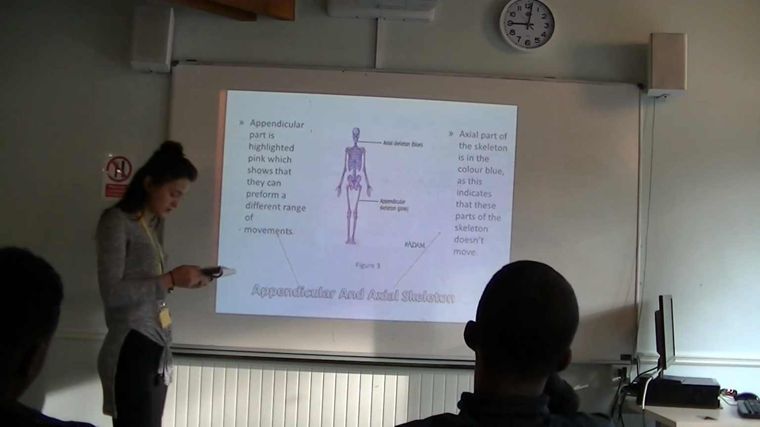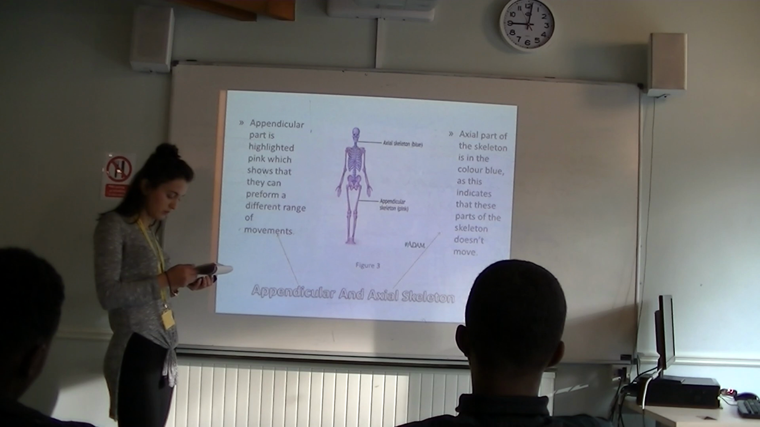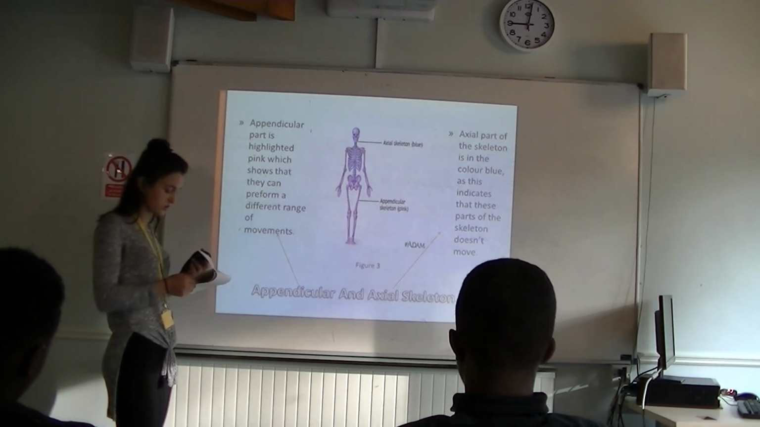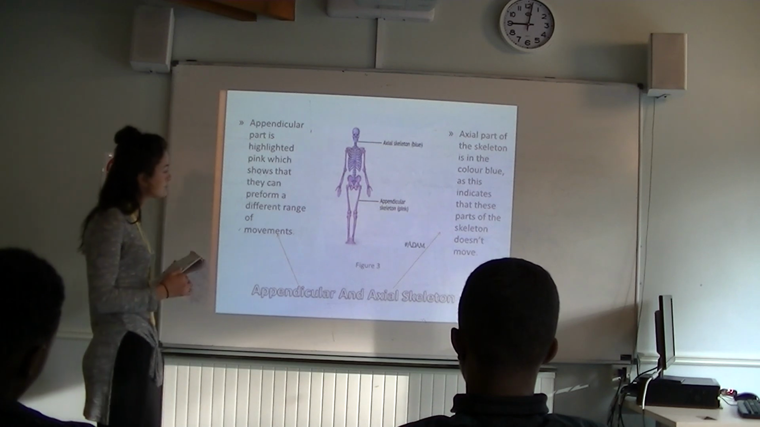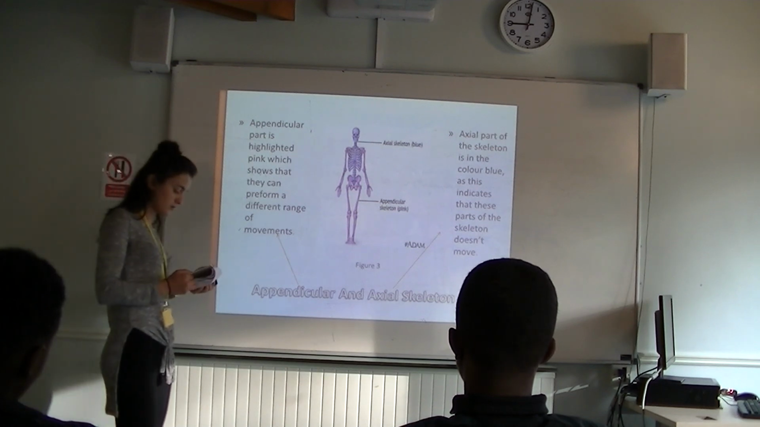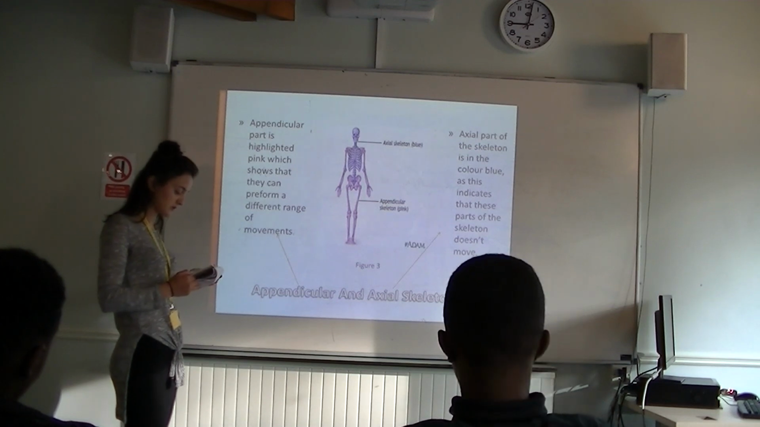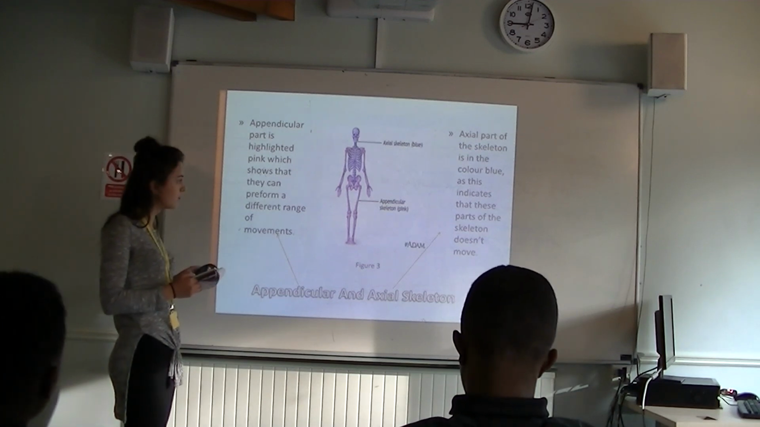Appendicular is where the flexion, extension and rotation and any movement happens, which enables the rugby player to catch, throw or dodge the player. Axial is where it would be able to protect the skeleton from serious injuries.